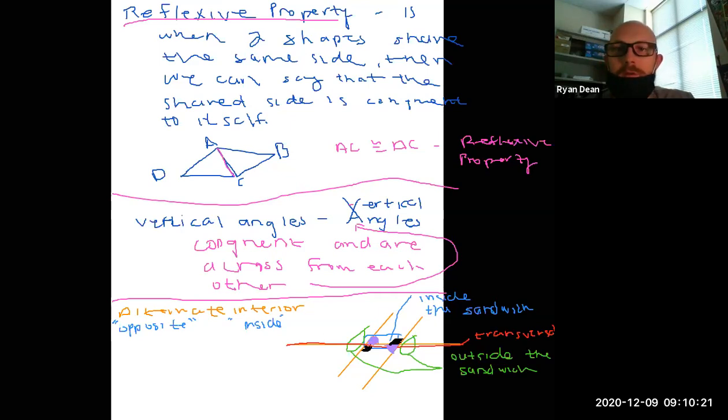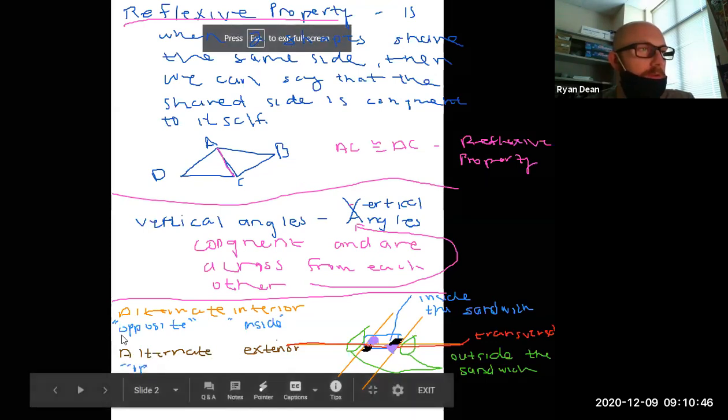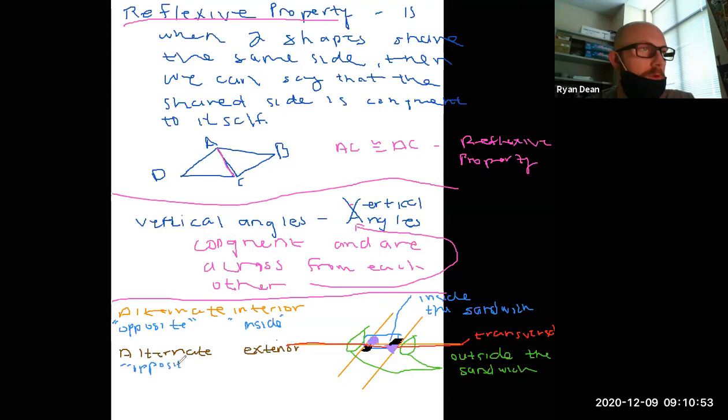Now for the last angle definition, we have the alternate exterior. Again, it's opposite because it's alternate, so we still have opposite angles of the transversal. Then these are exterior, so the exterior is outside. I did not spell that right. O-U-T-S-I-D-E. There we go. With this, we're talking about the angles that are circled in green.